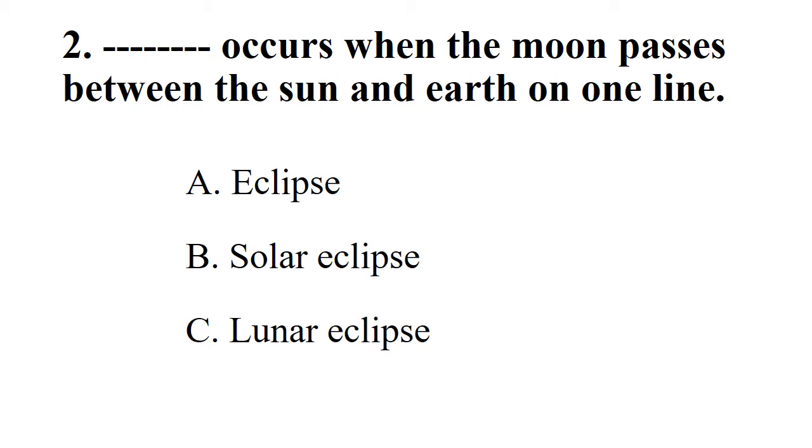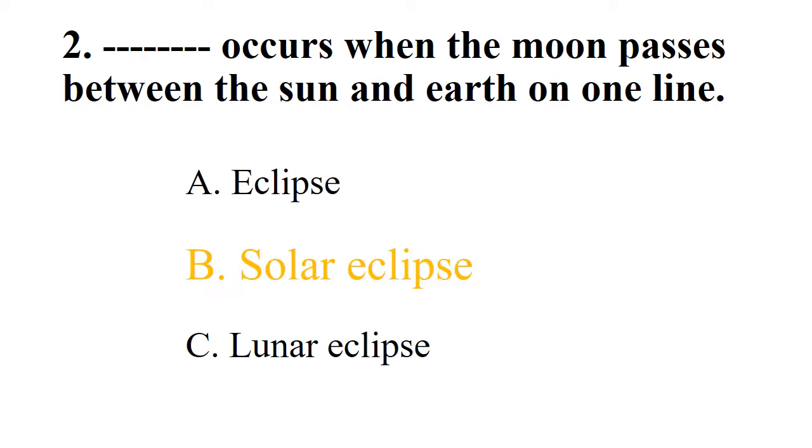Next, dash occurs when the moon passes between the sun and earth on one line. Options: eclipse, solar eclipse, lunar eclipse. Right option is solar eclipse.